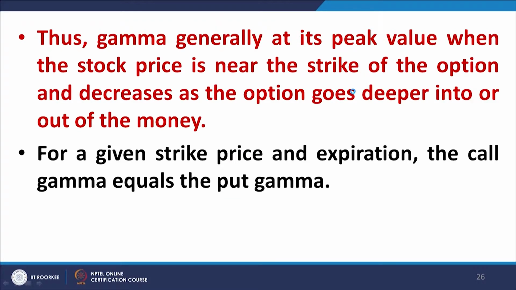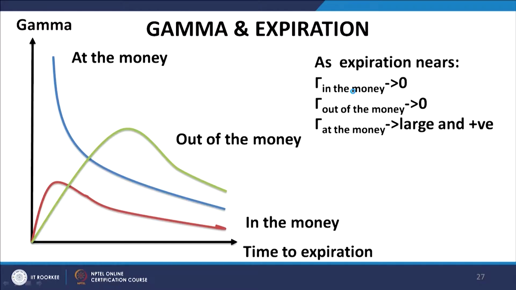And gamma has a peak value around the exercise price, more or less close to the exercise price, that is, when the options are at the money. And gamma and expiration, this is interesting. Now, as you can see, out of the money options, as I mentioned, tend to have very low gammas.